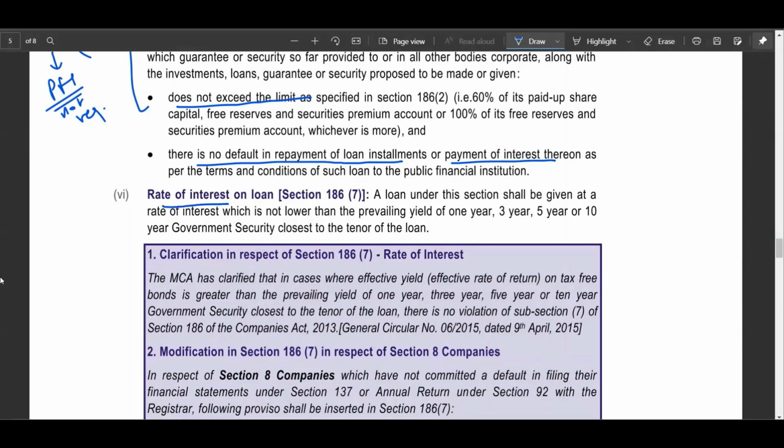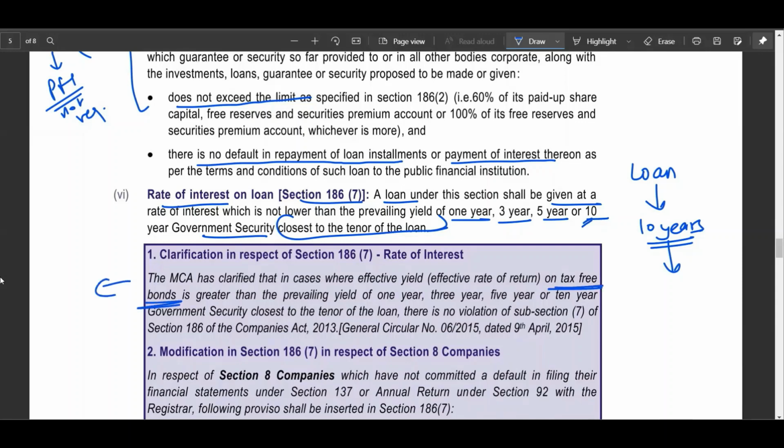All right, so rate of interest, it talks about 186 of section 7 talks about the rate of interest part. It simply says that a loan under this section shall be given at a rate of 1 year, 3 year, 5 year, or 10 year government security closest to the tenure of loan. For example, a loan is being given for 10 years by the company to other body corporates or any other person except employees, but including MD and WD. So if the loan is given for 10 years, then the rate of interest should be matched with the government security loan which is of 10 years. All right, and this should be a tax-free bond. Remember that it can be asked in MCQ.